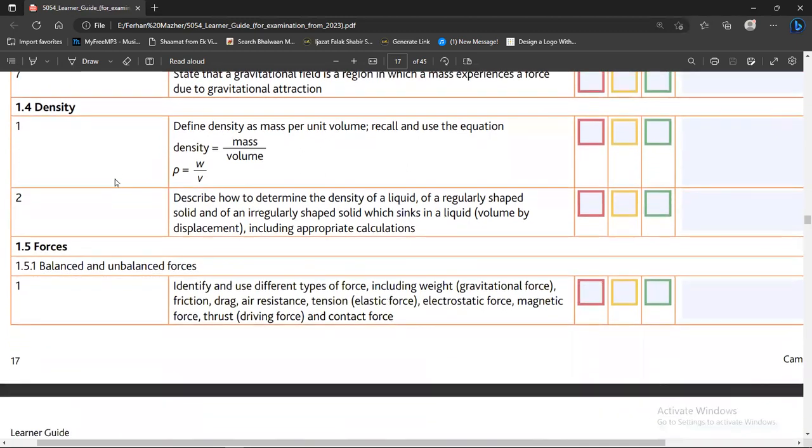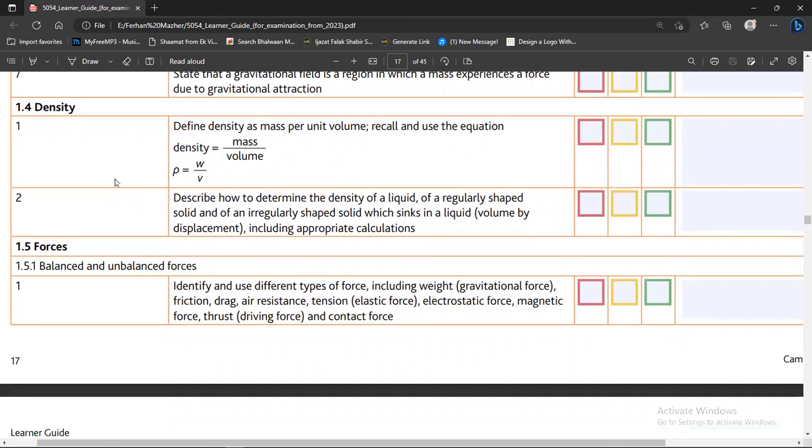The next topic is density. Define density as mass per unit volume. Recall and use the equation density is equal to mass divided by volume, rho equals m by V.